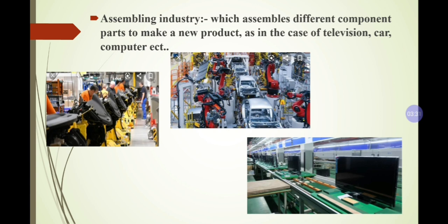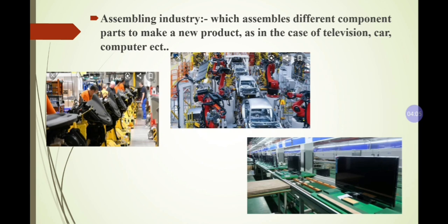So primary industry takes the materials from the earth, they are extractive. Secondary industry produces finished or semi-finished goods and gives them to your manufacturing industry. From there we get some semi-finished goods. Now all the semi-finished goods are put together, and we get your assembling industry.